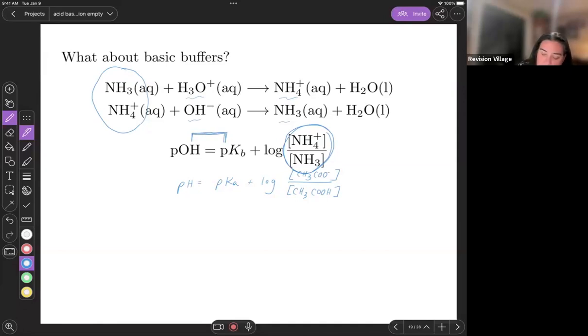I just want to say the term basic buffer means that the weak base is stronger than its conjugate acid, as in this case. And all of the same things hold true. You can make a rice table if you want.